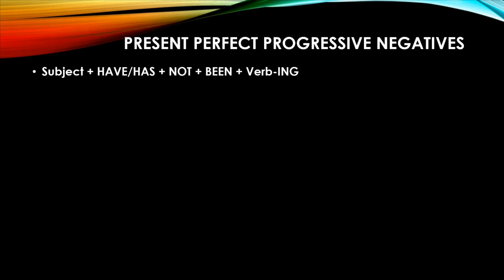Next, we have the present perfect progressive in the negative. That means if we have a positive sentence in present perfect progressive and we make it negative, how will it look like? The structure is given below: subject plus have or has plus not. We will add not after this auxiliary verb or helping verb, and then we will add been, the past participle form of be, and then verb plus ing.